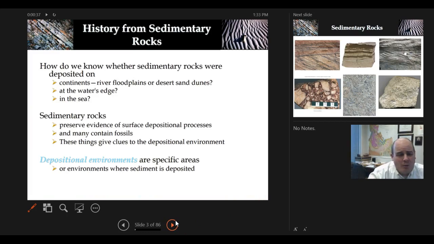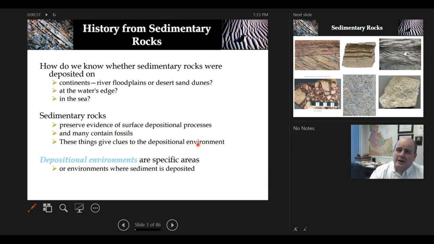Sedimentary rocks are very important because they help us understand the past. Sedimentary rocks are used to look at clues in the past rock record, right? So we can know if they were deposited on the continents, on floodplains, sand dunes, at the water's edge, or in the sea, based off of characteristics within the rocks themselves. They also preserve evidence of fossils, so they help us understand our fossil record. And we do that by giving us clues from what we call its depositional environment.